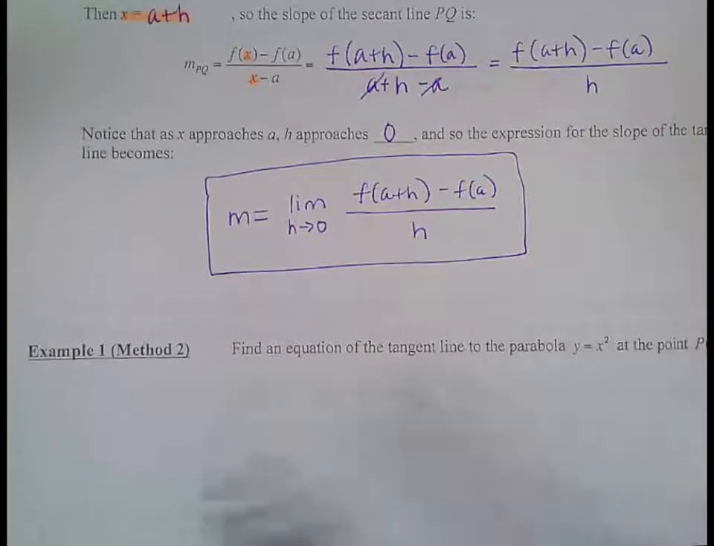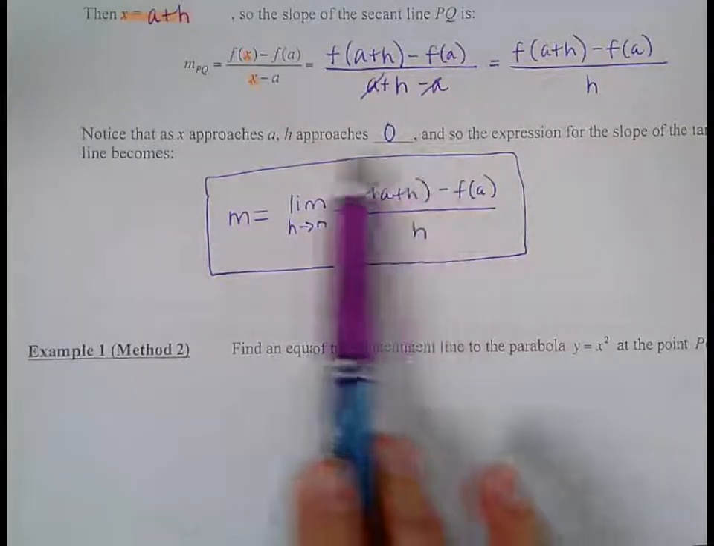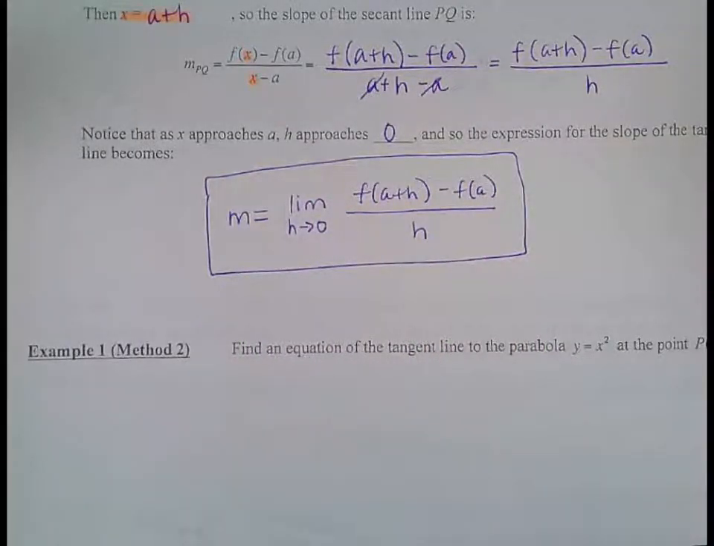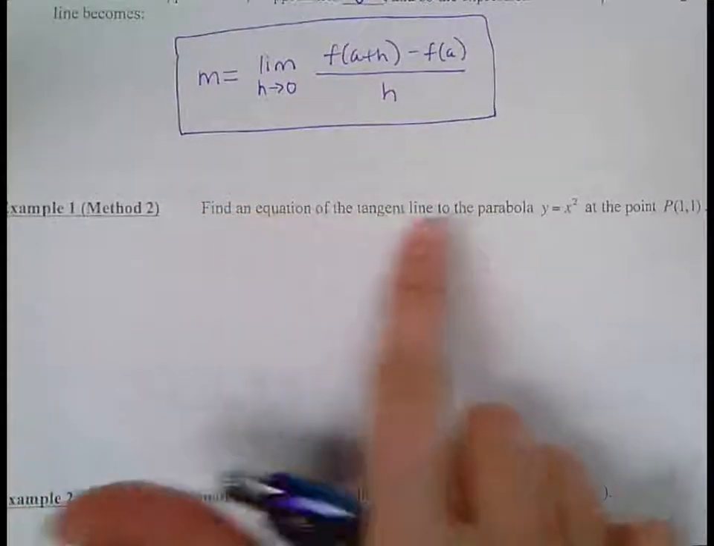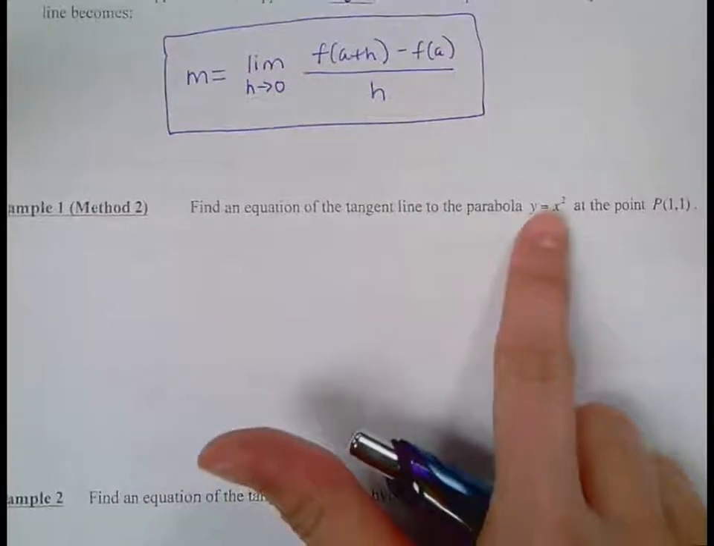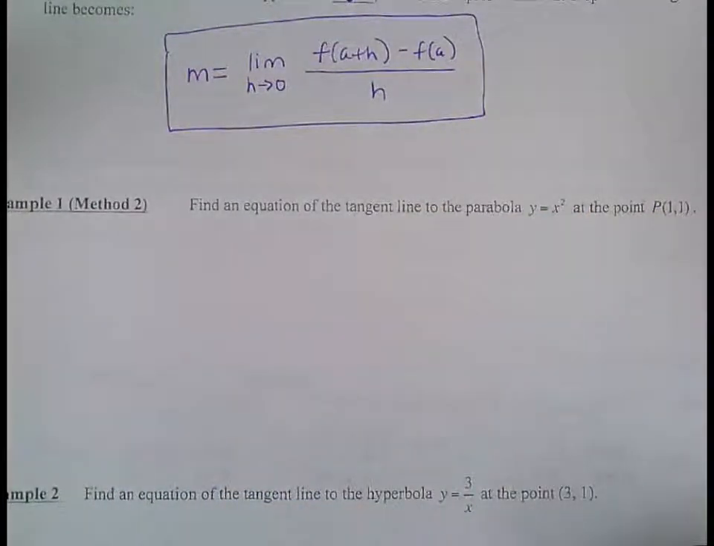So what I'd like to do is go through the example we just did. We don't have to write the equation again, that part's the same. But use this limit to find your slope just so you can see the difference between the two limits. We'll still get the same slope of 2 as long as our math is correct. So this is the same problem. Find the equation of a tangent line to that parabola at 1, 1.